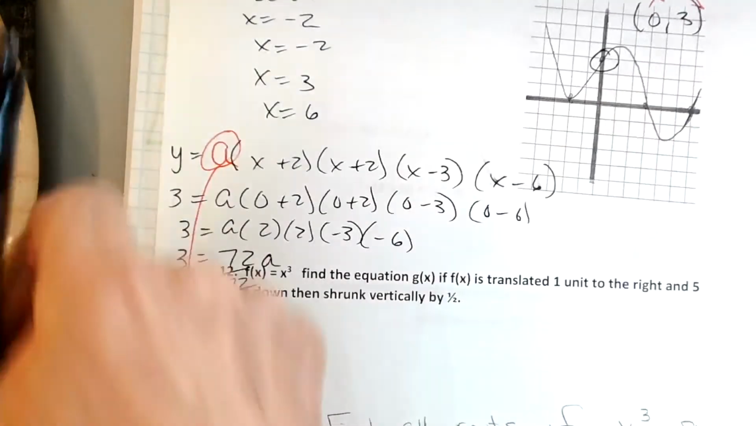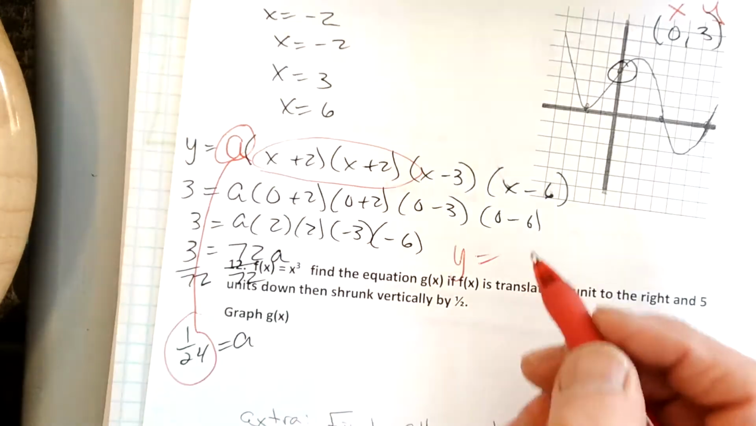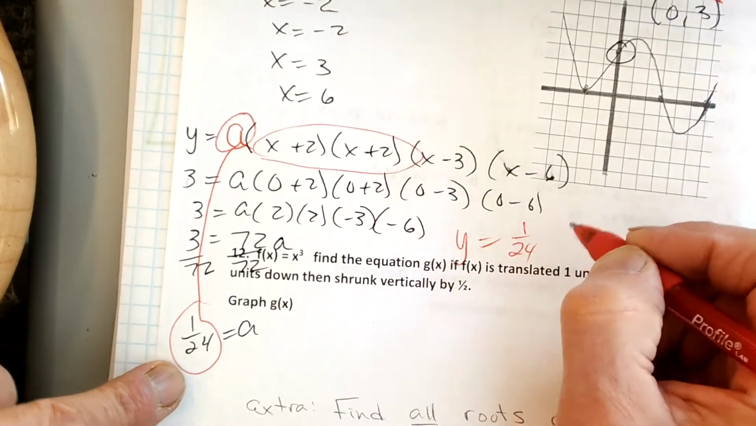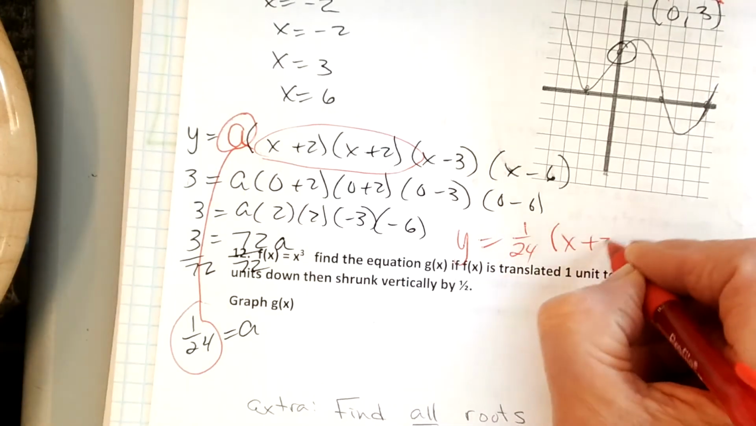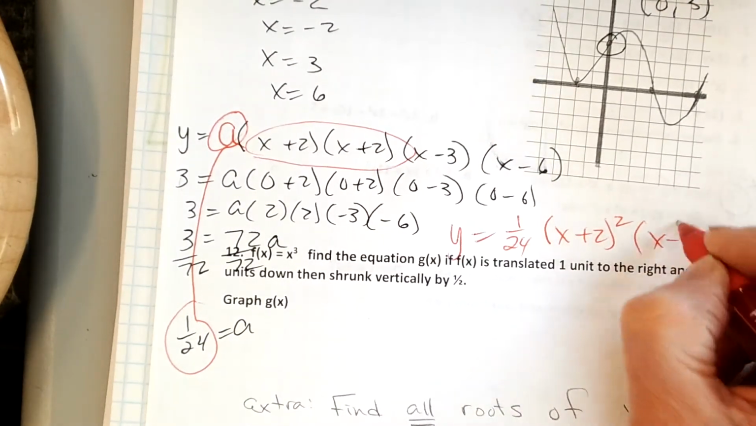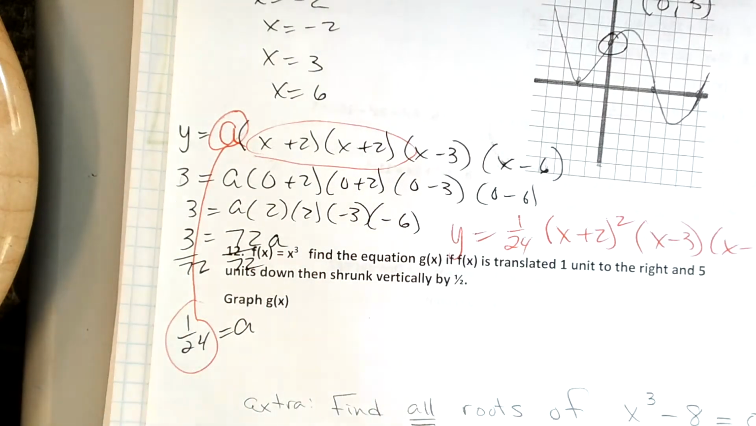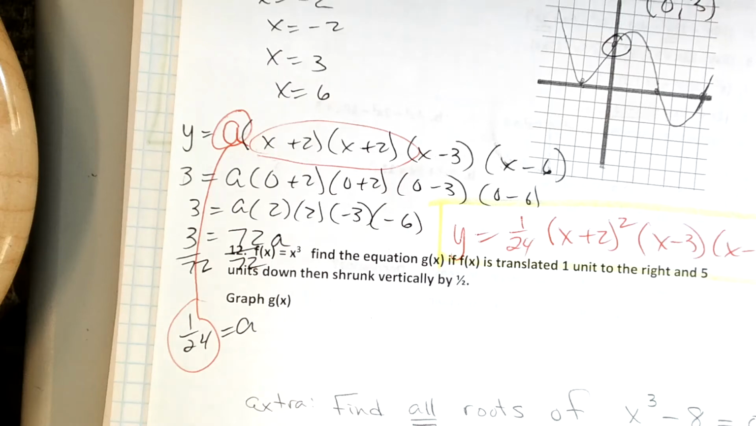So here's my answer to this problem. Y equals, and I'm going to write these two together to shorten it up because I'm going to run out of room. 1/24th, because that's A. Boom, put that right there. And then I'm going to write this twice. X plus 2 quantity squared, because it happens twice, times an x minus 3 times an x minus 6. There you go. There it is, okay?